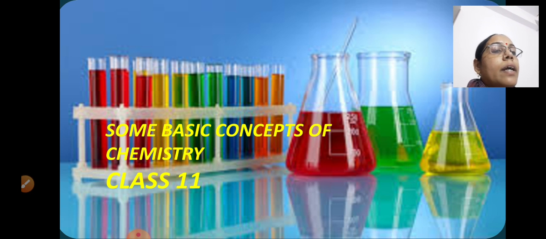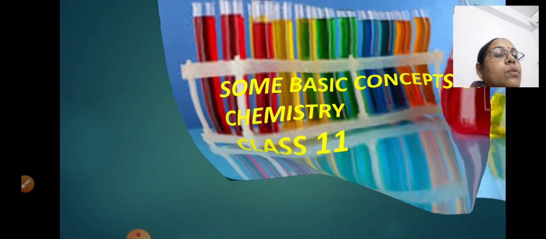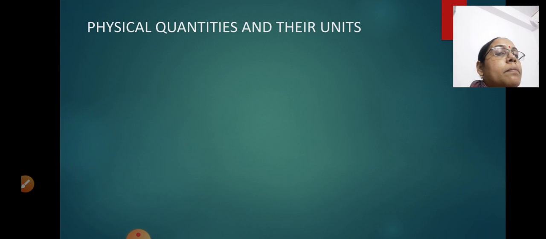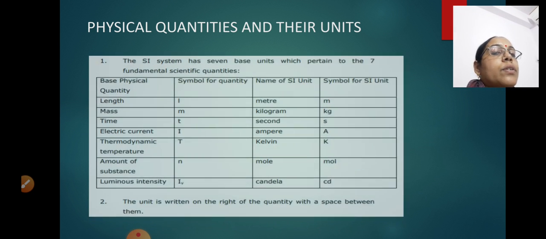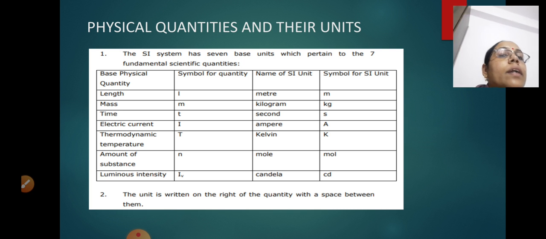As you all know, we are doing the chapter Some Basic Concepts of Chemistry, and in the last class we have discussed the two different types of properties shown by matter, that is physical property and chemical property. Today we are going to discuss some more important points. The first topic which we are going to discuss today is physical quantities and their units.